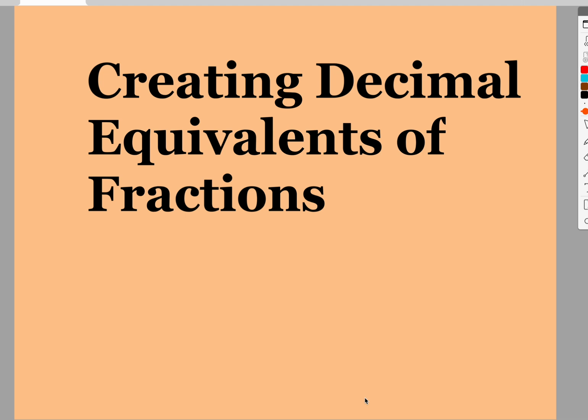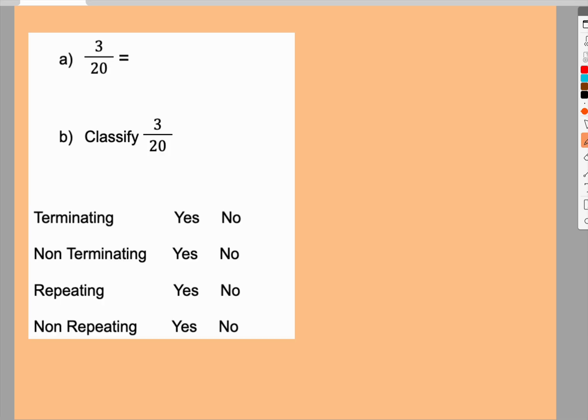Hey math friends, we're going to check out how to create decimal equivalents of fractions. So starting off with this 3/20ths, I need to remember I have my dividend in the numerator and my divisor in the denominator. I also remember that when I set this up as long division, I do dividend in the house and my divisor goes outside.